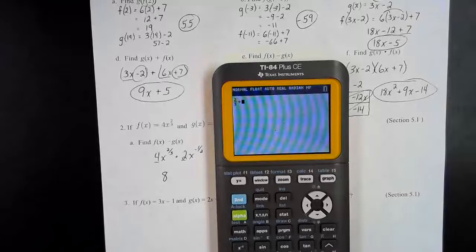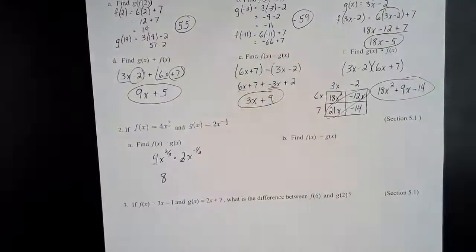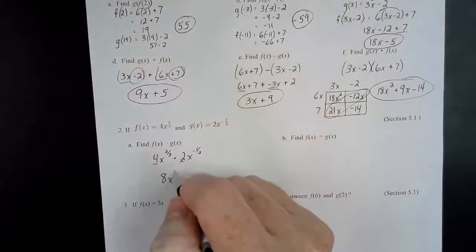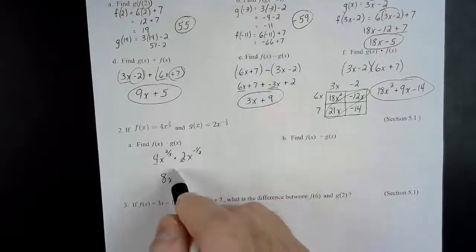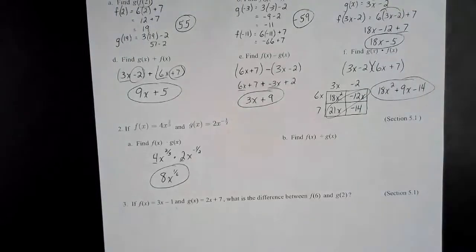2/3, I'm going to add to it a negative 1 over 2. And I get 1 over 6. Now that's my new exponent. So 8x to the 1 over 6. And that is the final answer there. So it's not difficult with use of the calculator there.